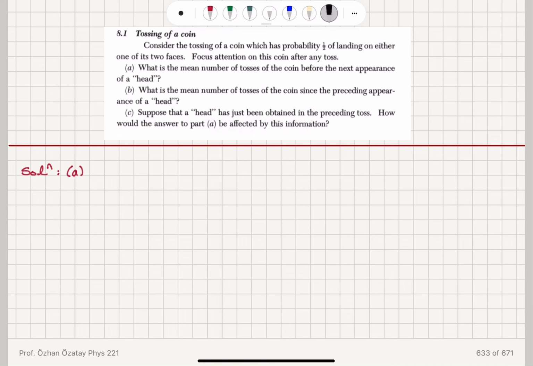Part A. What is the mean number of tosses of the coin before the next appearance of a head? So, what is the probability of getting a head after capital N tosses? Because for each toss the probability of getting a head is 1/2.